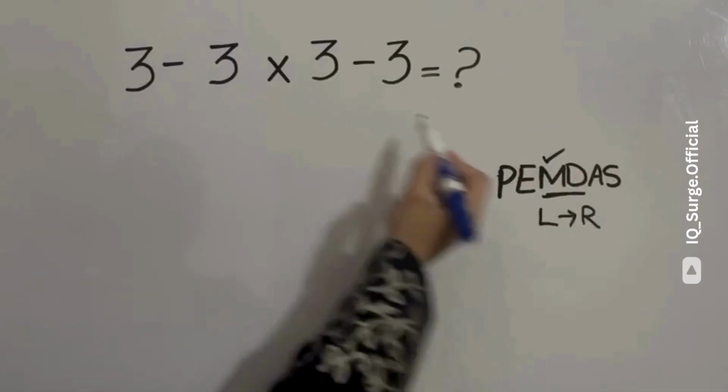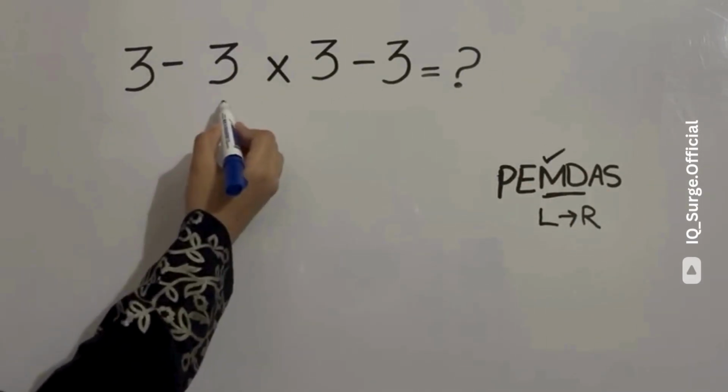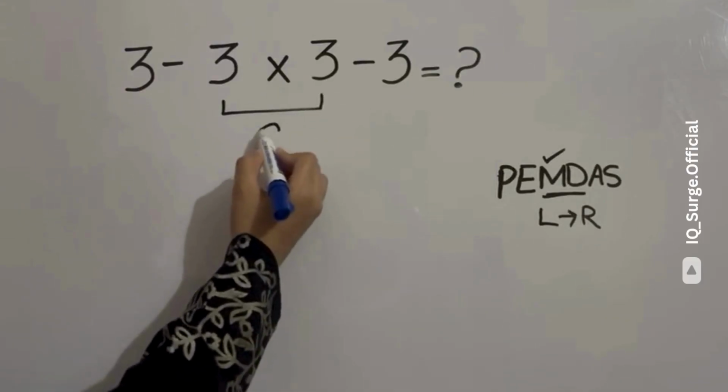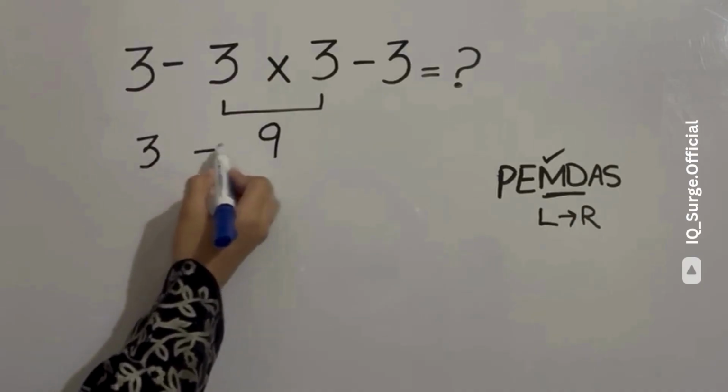So here we first do multiplication, then subtraction. 3 times 3 equals 9. Now let's rewrite the expression: 3 minus 9 minus 3.